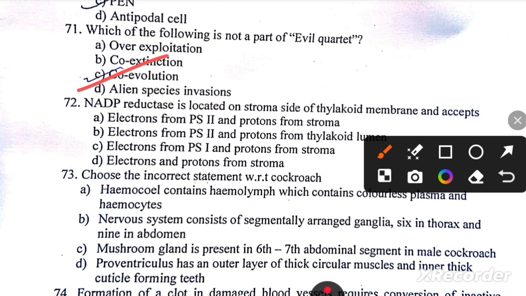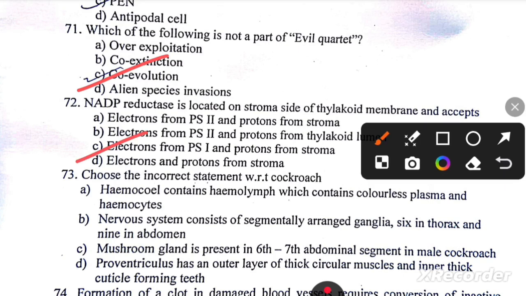NADP reductase is located on the stroma side of thylakoid membrane and accepts electrons from PS1 and protons from the stroma. Choose the incorrect statement with respect to cockroach. Nervous system consists of segmentally arranged ganglia, 6 in thorax and 9 in abdomen.